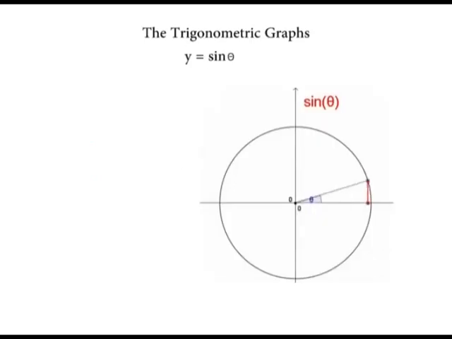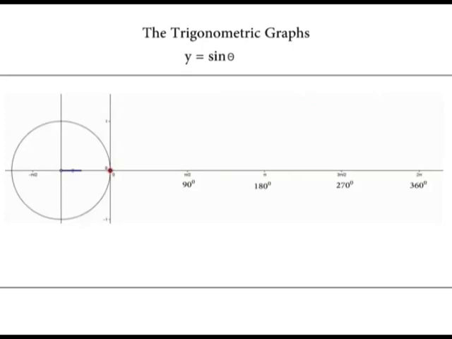Let's start with y is equal to sine theta. First, we need to remember that sine has all to do with the y coordinate of the point on the unit circle. And so we can see how sine changes as theta changes. Using this, we can create the sine curve. When theta is 0 degrees, sine is also 0. In the first quadrant, theta increases and the sine increases as well, up to a maximum of 1 at 90 degrees. In the second quadrant, theta gets larger and larger, but the sine begins to decrease, back to 0 at 180 degrees.